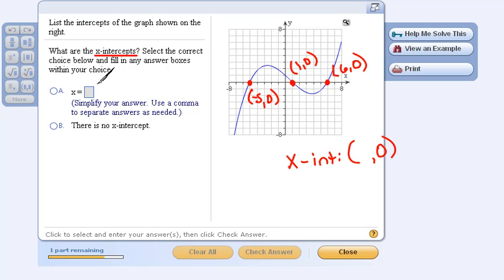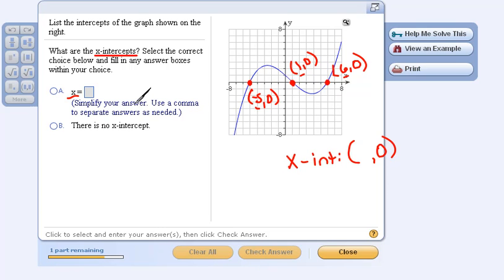Now when we go to fill in our answer, you'll notice that it's only asking you for the x coordinate. It just says x equals. So all we have to fill in then are our x values of negative 5, 1, and 6.